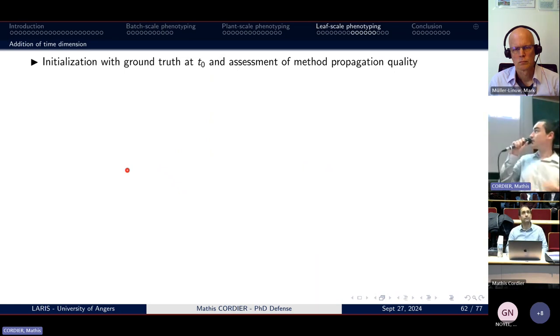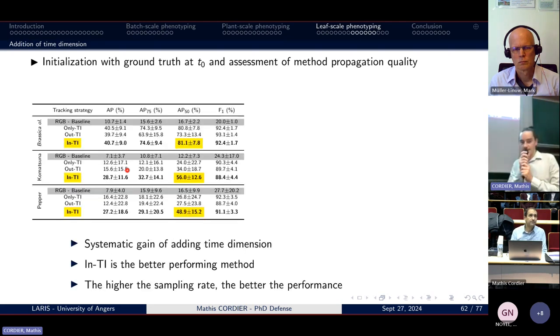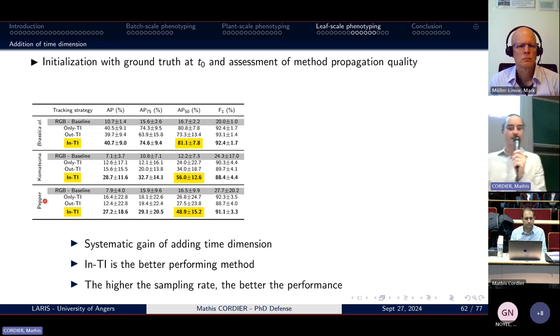To evaluate the method and the propagation quality of the method, we initialize the tracking with the ground truth at T0, and we want to evaluate the propagation. Here we can see that by adding the time dimension, we have a systematic gain in instance segmentation. In particular, with the method detecting new objects inside the tracked instances, we have the best results. The datasets are sorted by sampling rate, and we can see that the higher the sampling rate, the better the performance.